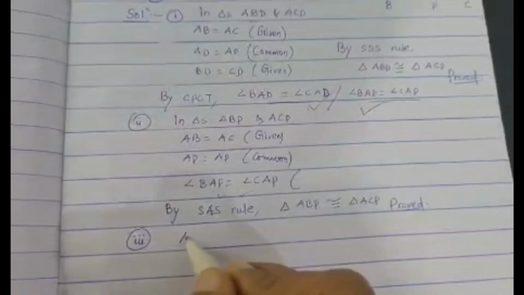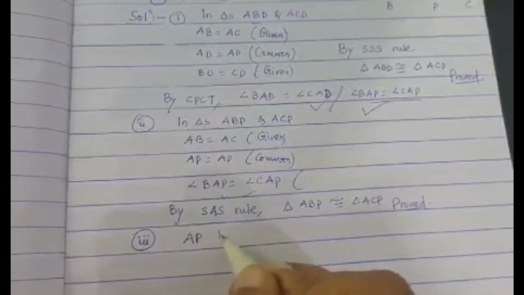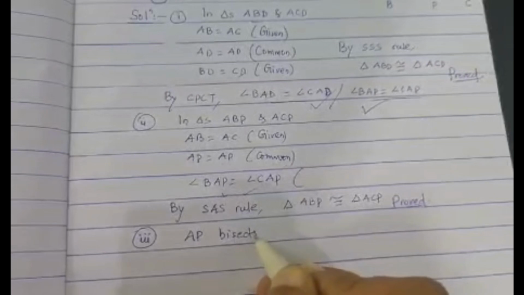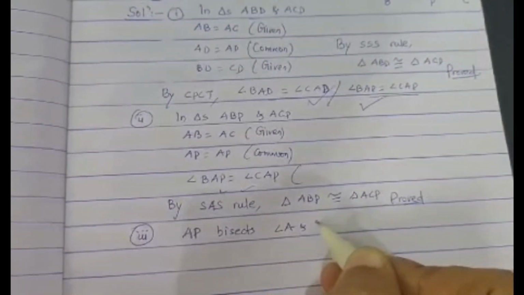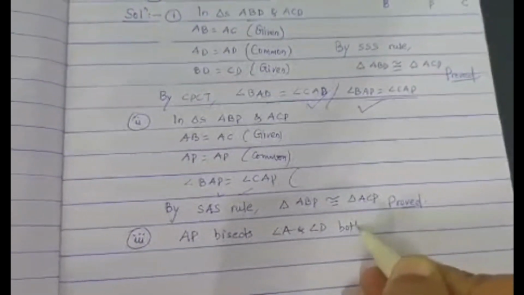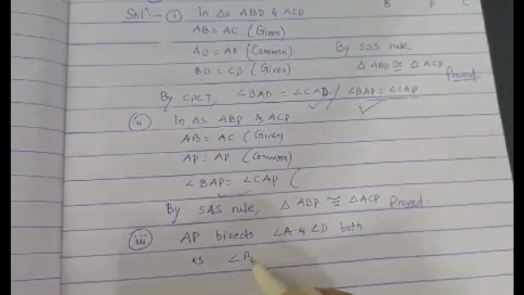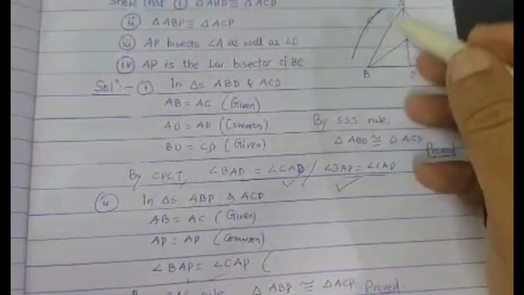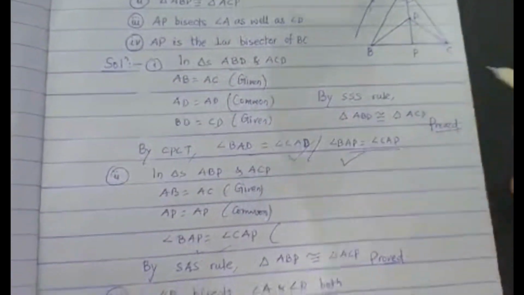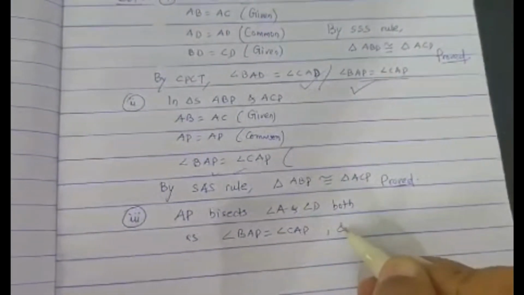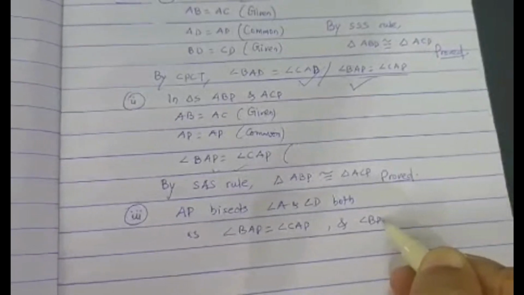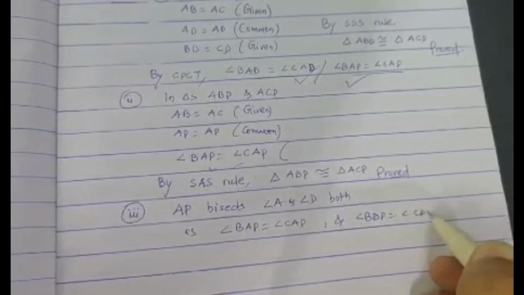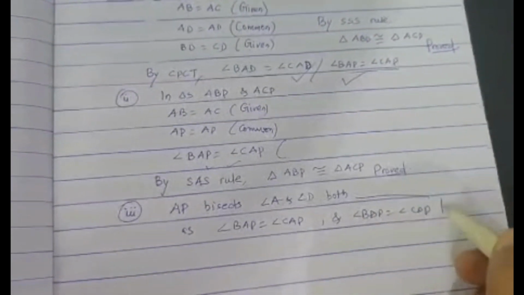Alright, AP bisects angle A and angle D both, as angle BAP equals angle CAP, and angle BDP equals angle CDP. So this is proved also.